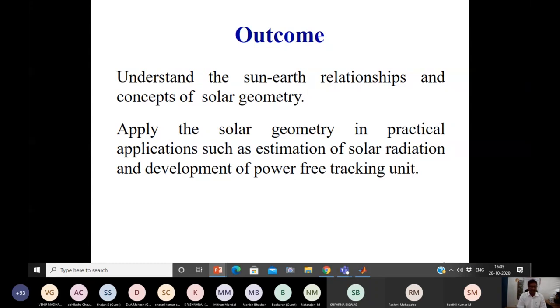After finishing the study, that is, understanding sun-earth geometry, we are going to apply the same knowledge to estimate the solar radiation at various conditions like time change and place change. And later I am going to explain a practical application of solar geometry to develop some tracking methods or mechanisms.